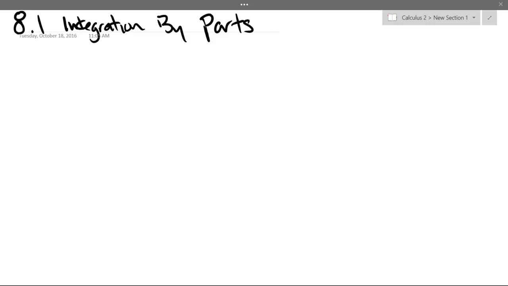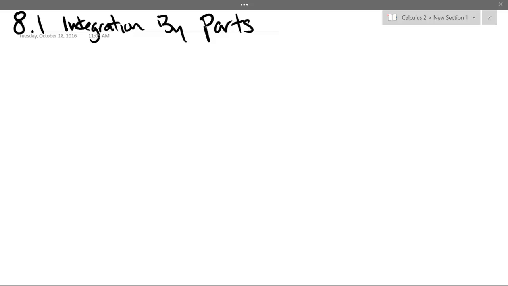You learned to use substitution sometime last quarter or potentially at the beginning of this quarter. Now we're going to learn what could be called the anti-product rule. It's not really called that, because it doesn't look like a product. We're going to derive it by doing the product rule. Hopefully this will make a lot of sense very soon. So this is called integration by parts.